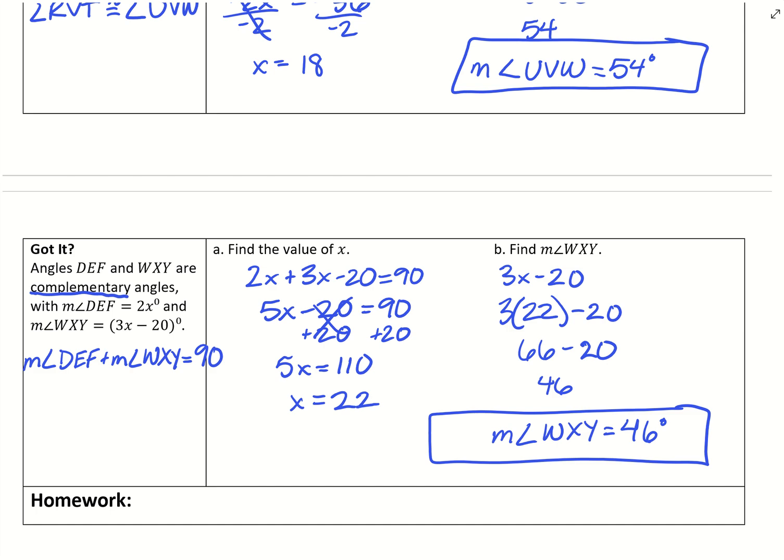All right, so I just finished up. Make sure that you've got the same stuff. Notice these are complementary angles, so we know that they are going to have a sum of 90 degrees. All right, so I started with writing that, put the two expressions into an equation, found x equals 22, then took the expression for measure of angle WXY, plugged in 22, and got 46.